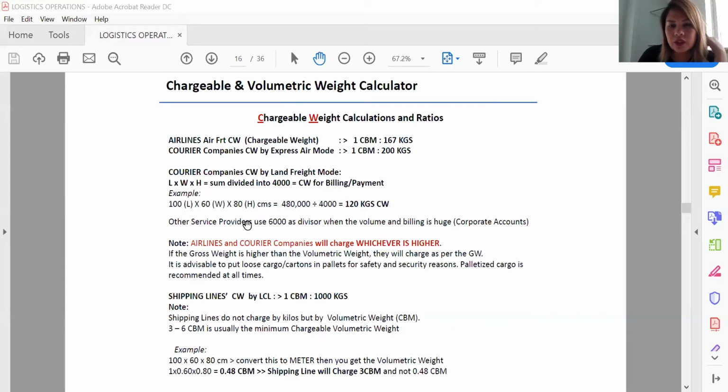Now, there are also differences between the airline and the courier company's chargeable weight calculation. Airlines, it's a standard. They will bill you 167 per 1 CBM. Courier companies, depending on your contract rates with them, if you're a major client for them, sometimes they will charge you as per the airline, 167 for 1 CBM. But if you're not in the top 10 list of their major clients, the courier company will charge you 1 CBM as 200 kilos.